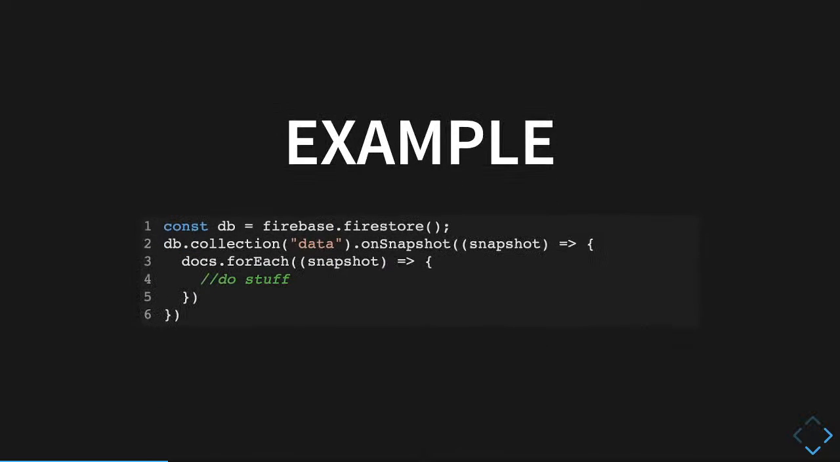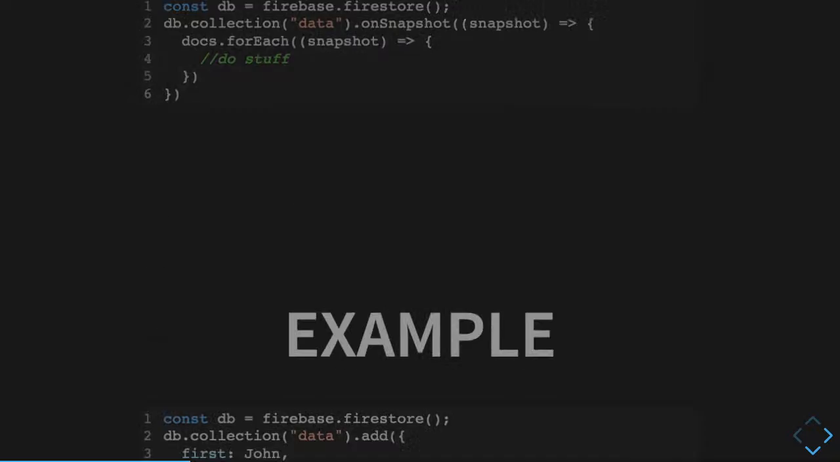So here is an example of how you would do the same thing, except this is listening for the live snapshot. It's basically the same thing, and then that forEach will run the code inside of it for every single document in the collection. So if you wanted to add every document to a table and then display the table, you would do it kind of like this. You do a snapshot, and then for each one you would add the table row to something.